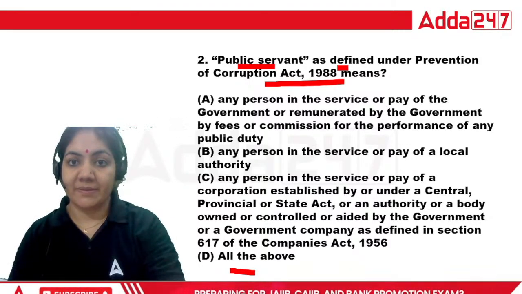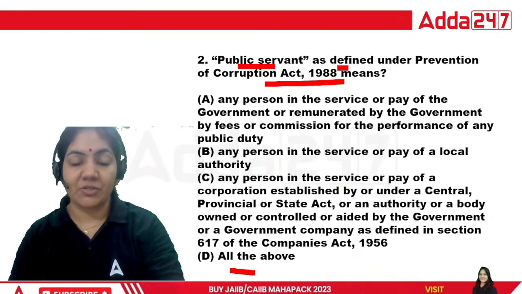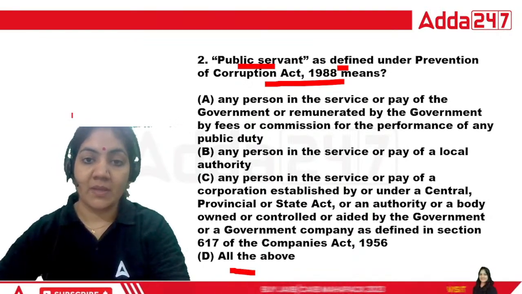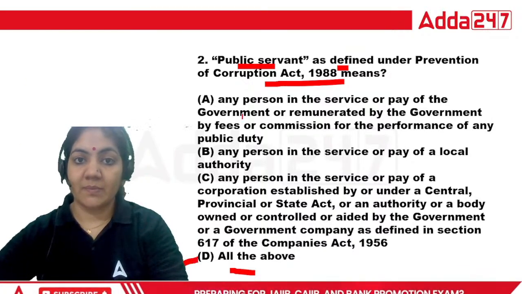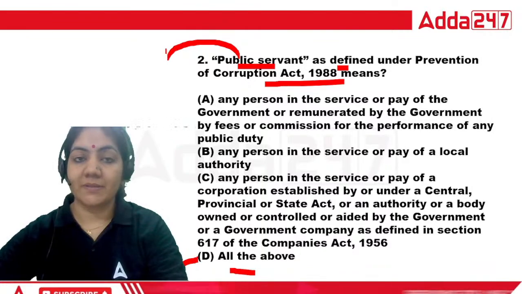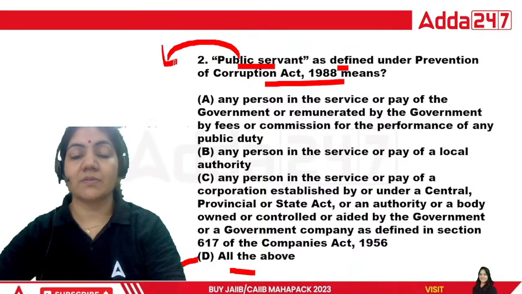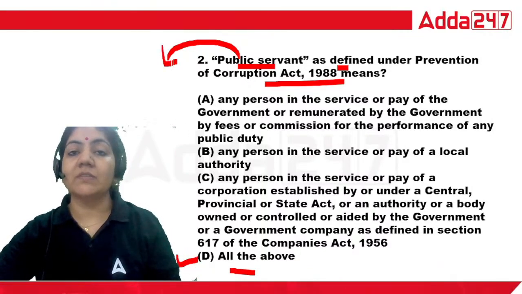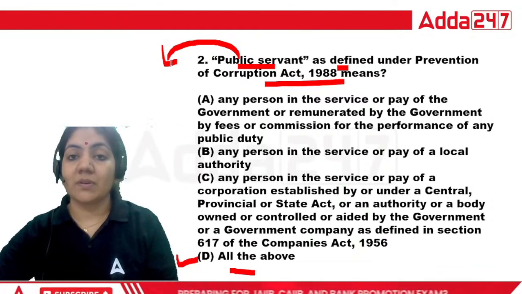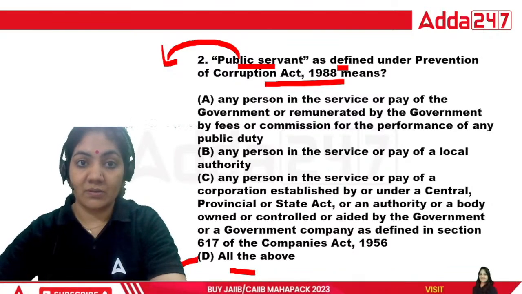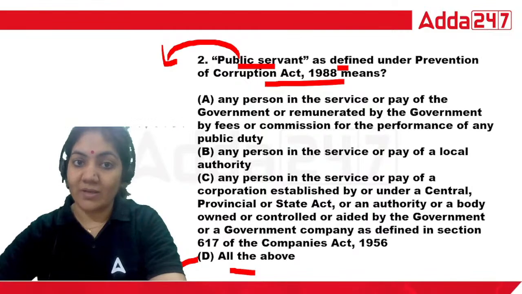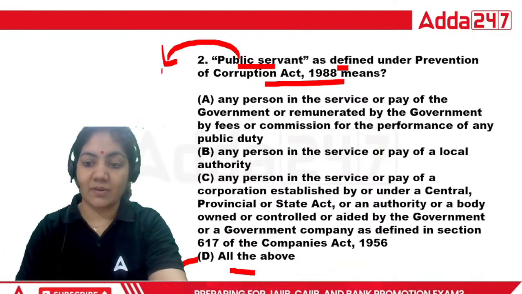The public servant that is defined under the Prevention of Corruption Act is basically all of the above is the right answer. Because the main work of a public servant is just to work for the public. We are not talking about the private one. So we are just talking about the public servant whose main work is to do the work for the public. So that's why for the second one, D is the right answer. Got it? Next.